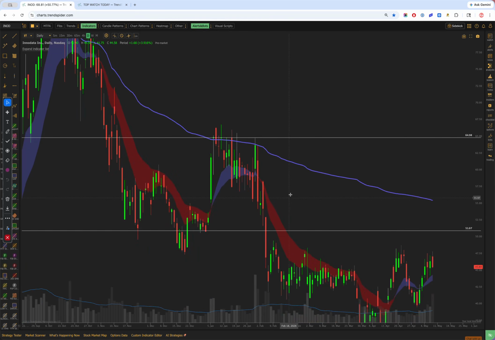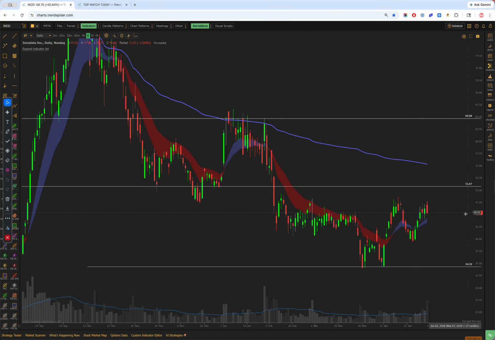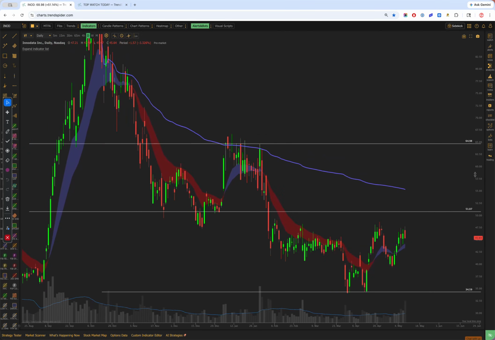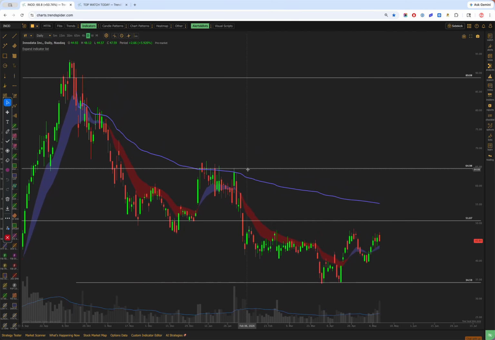Okay, so what I generally do at this point is I start drawing more levels, right? And this is how I find my levels. It's not rocket science, but it does take practice, and you do need to train your eye, I think, to see these things, right? So the first thing I'm going to do after this is, okay, what other pivots do we have now on the daily chart?